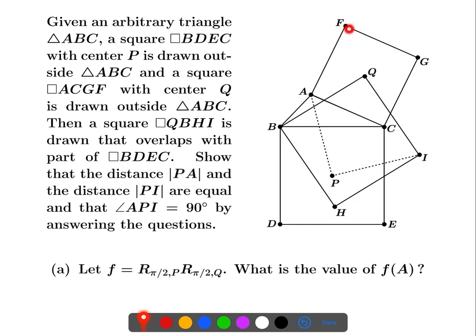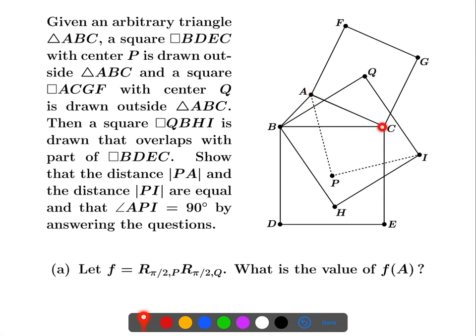Well, keep in mind that Q is the intersection of the two diagonals of the square. It's the center of the square, and those two diagonals intersect in right angles. So that means that AQC will be pi halves, will be 90 degrees. So if I rotate around Q, this point A by pi halves, it's going to take A to C because these distances will also be the same. So we're going from A to C when we rotate A about Q by pi halves.